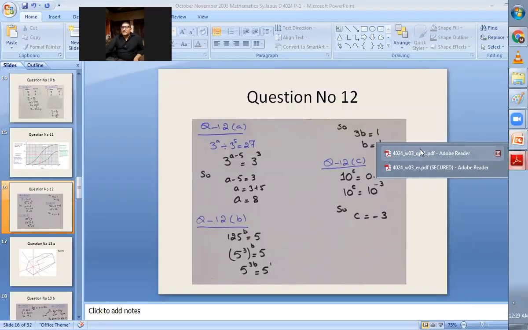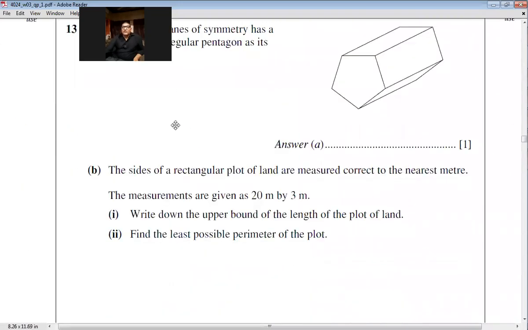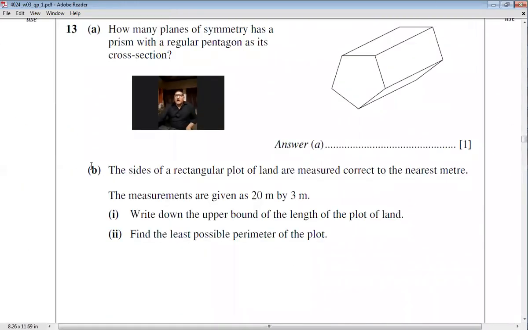Okay, so this was question number 12. Let's move to the next question. The next question coming on your screen is, how many planes of symmetry has a prism with a regular pentagon as its cross section? This is the cross section. We call it the base of the prism, and it's in the shape of a regular pentagon.